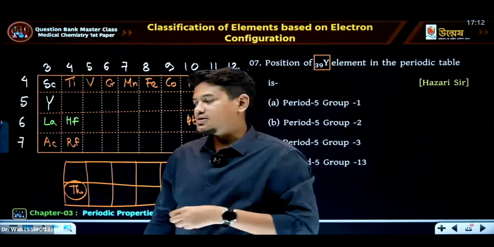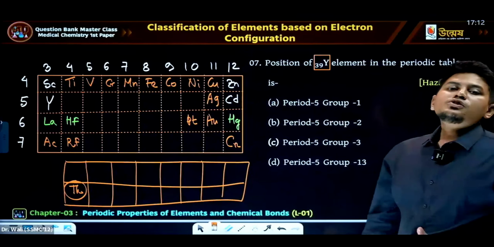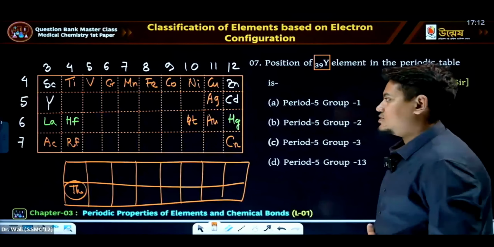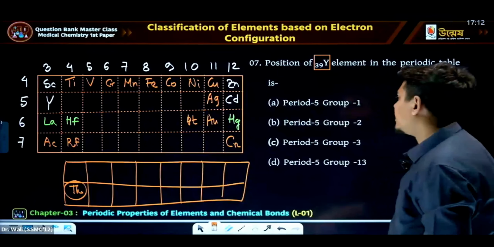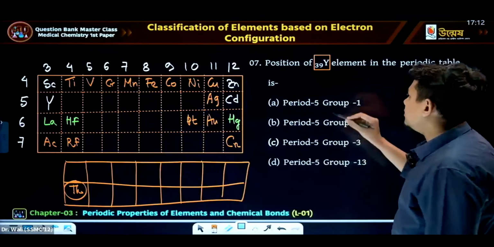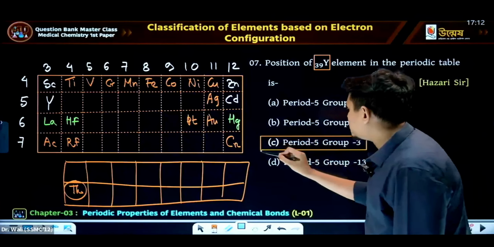You can easily identify their position in this way. So if we don't know the atomic number of yttrium, we can determine the position using the mnemonic. In this way, we can say that it lies within the 5th period, group 3. So option C will be the correct answer.